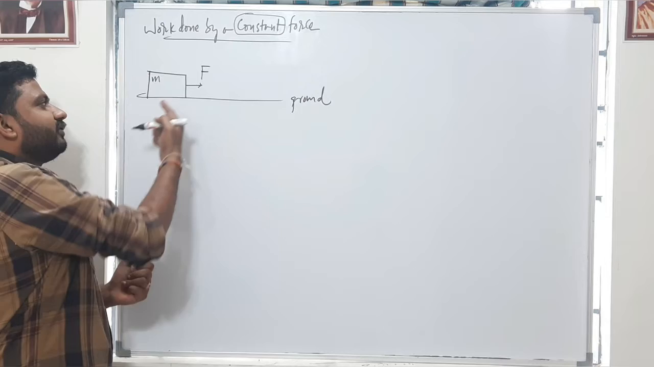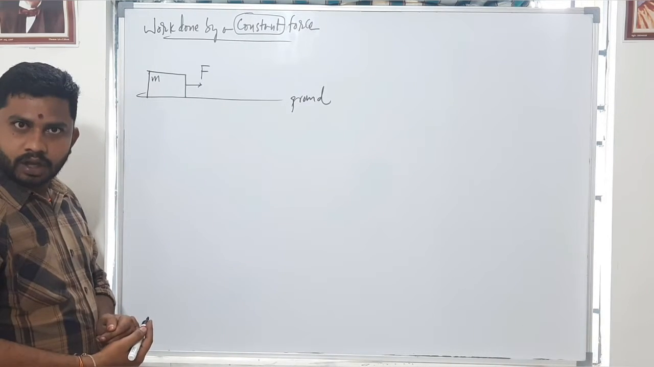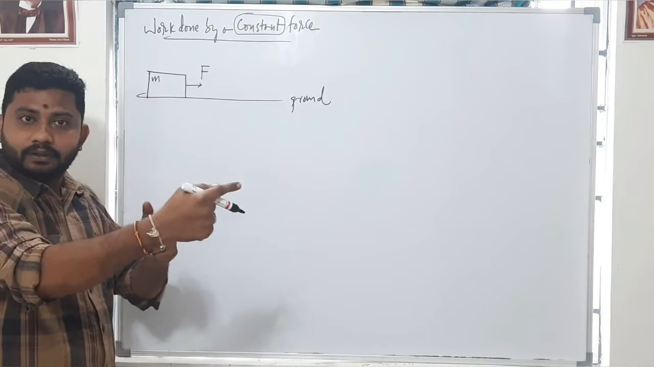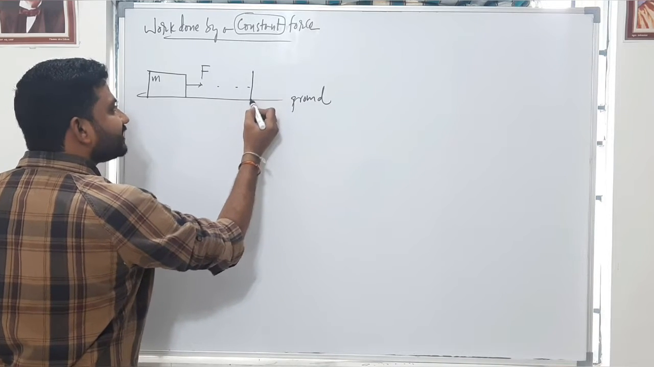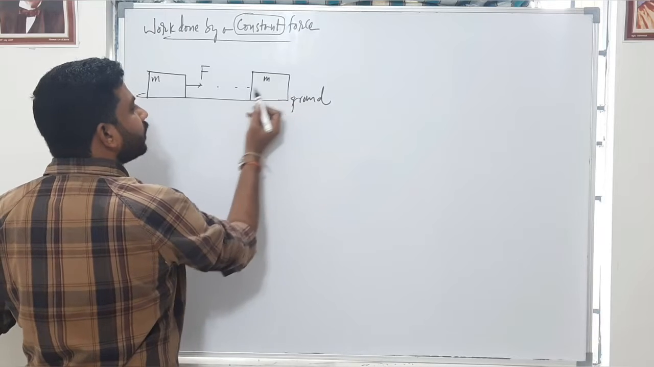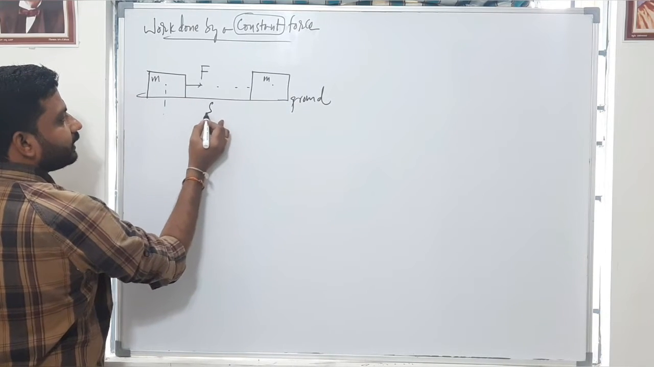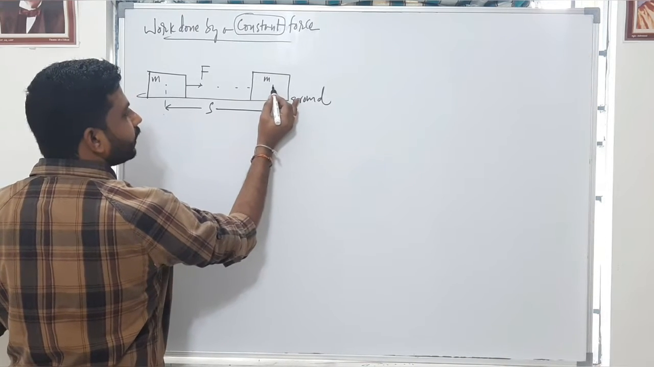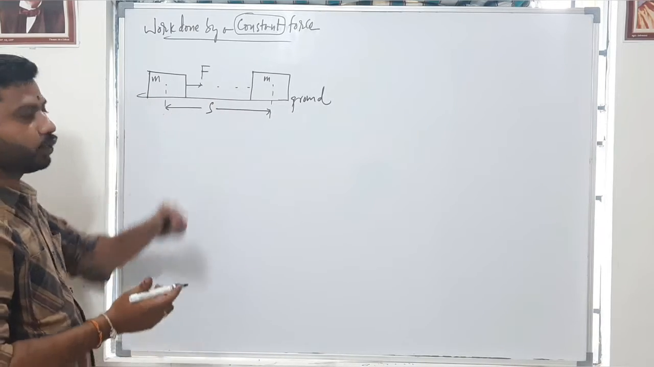When there is a constant force acting on the body, there will be a constant acceleration. As constant acceleration is there, the body will speed up and move to some particular distance after some time. The same body here has traveled a distance, a displacement s here. Is it clear? The body has covered a displacement s because of this force.